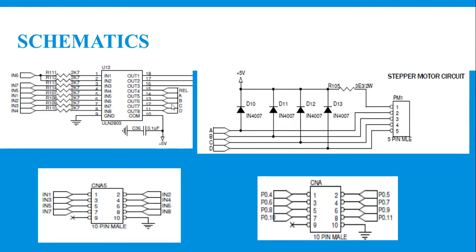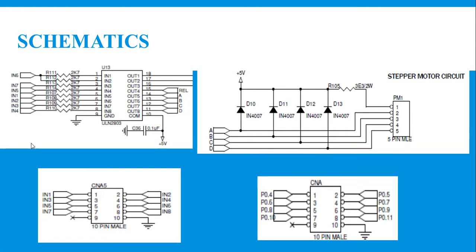Those A, B, C, D pins are nothing but out 5, out 6, out 7 and out 8 of the driver, and these are in turn connected to in 5, in 6, in 7 and in 8 consecutively. So the corresponding pins are input terminals 1, 2, 3 and 4. So we have to use these terminals in a connector.